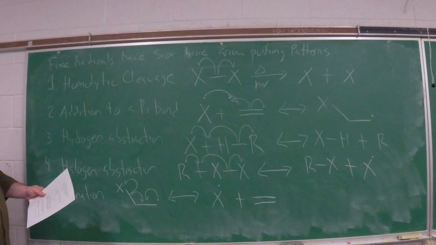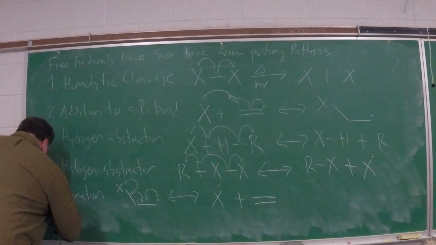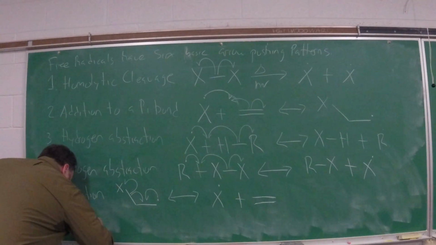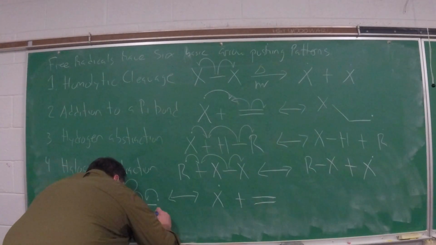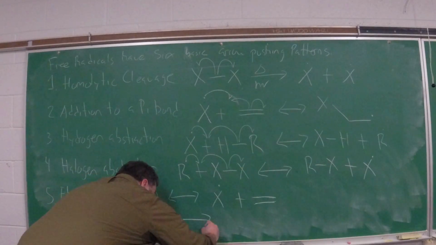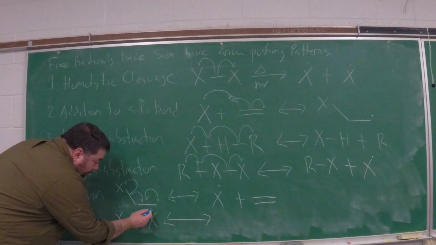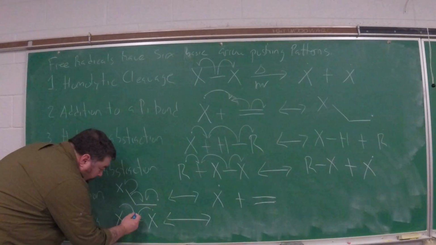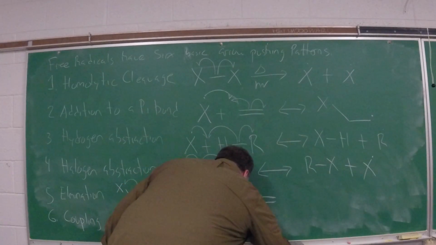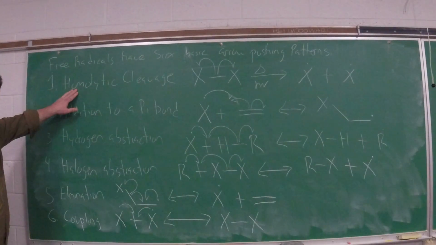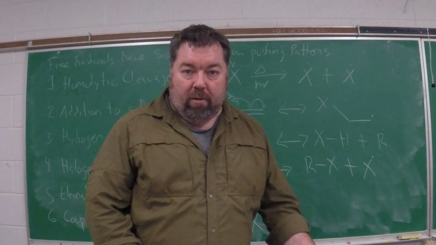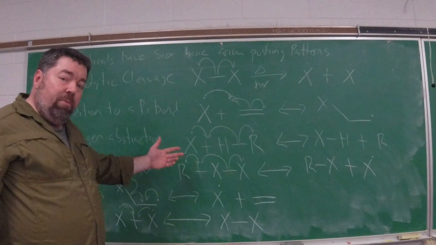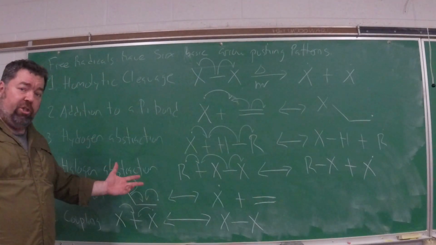We have coupling, which is the reverse of homolytic cleavage. So here we have 2 free radicals. Again, the opposite of homolytic cleavage, right? So these are basic 6 arrow pushing mechanisms for free radicals, right? I suggest you become very familiar with these. Maybe memorize them or just know them.